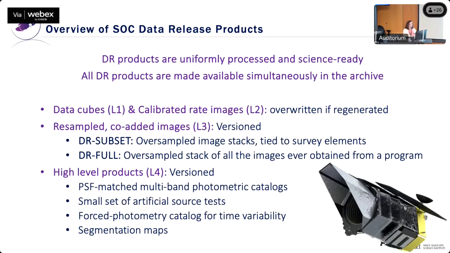And for the high-level science products, the level 4, we are going to have more products. We're going to have, of course, photometric catalogs for time variability. We're going to have PSF-matched multi-band photometric catalogs. So in this case, we're going to have source catalogs in all the bands. We're going to have a small set of artificial source tests, control systematics, and of course, segmentation maps. This is not an exhaustive list. This is some of the things that are included.